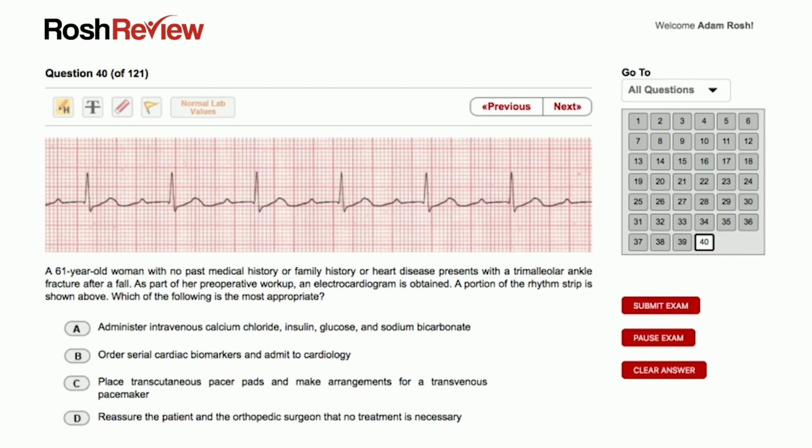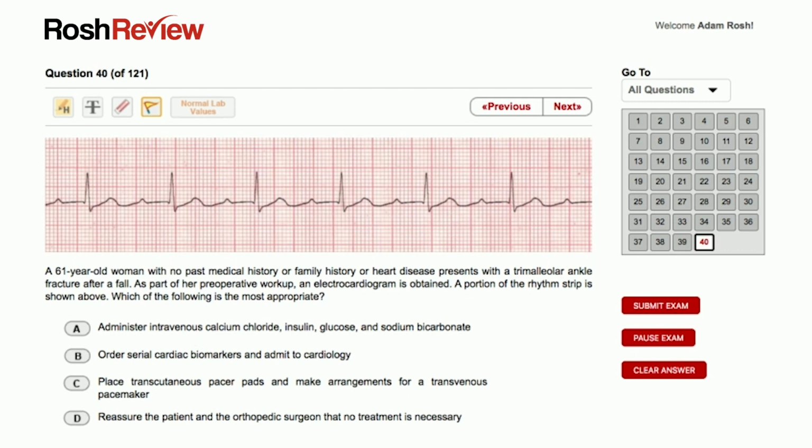Okay, so now that we have a rhythm strip with first degree heart block, let's take a look at our clinical scenario and try to dissect the question and what it's asking. The question wants to know which of the following answer choices is going to be most appropriate here. So let's read those answer choices.